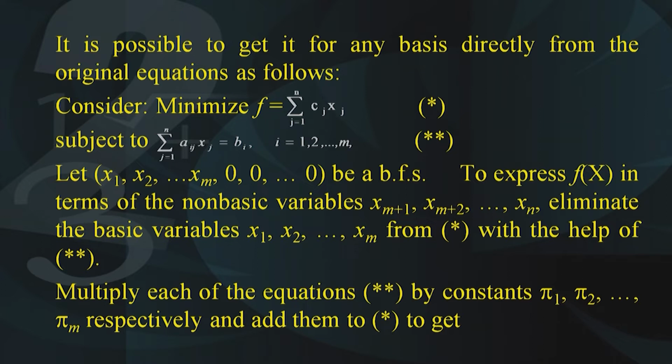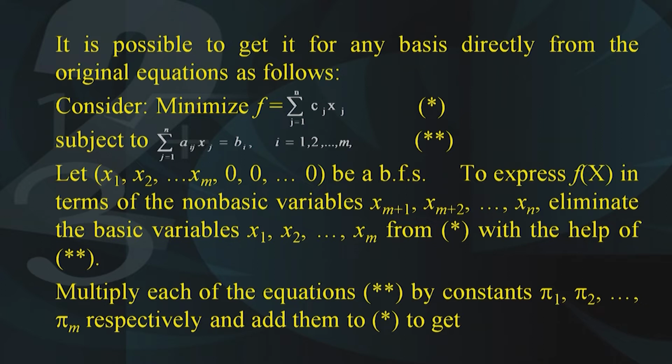Now, let x_1, x_2, ..., x_m, 0, 0, 0 be a BFS. It means that we have separated out x_1, x_2, ..., x_m separately, and 0, 0, 0, because totally there are n decision variables, but we have separated out the first m and the remaining are 0. Now, our problem is to express f(x), that is the objective function, in terms of the non-basic variables. What are the non-basic variables? x_(m+1) and so on up to x_n.